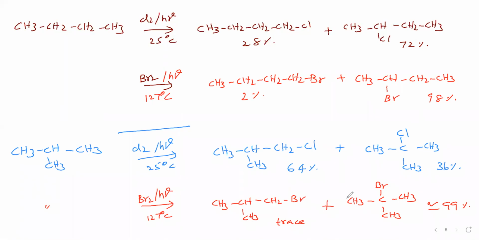But chlorination is not like this. Bromination is only like this. So for bromination, it depends on the rate of halogenation, or the probability of hydrogens available, or it depends on both. That we will see. Now we will see for chlorination.